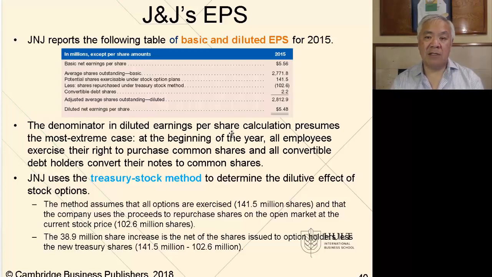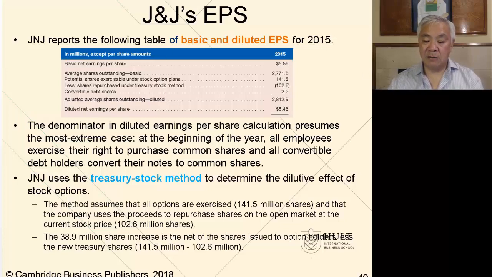The bottom talks about how J&J goes about computing this number. And they use the treasury stock method, and this is the common method, where they assume that if there was a dilutive transaction, like the exercise of an option, that J&J will use what's in the treasury in order to satisfy those particular issuances.